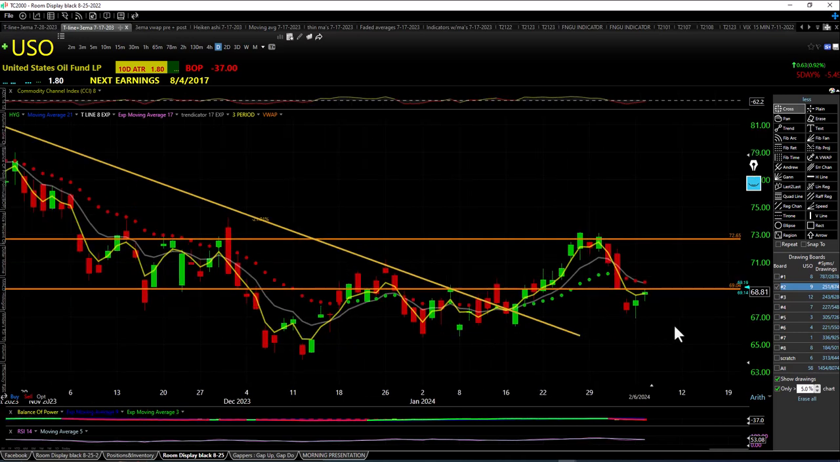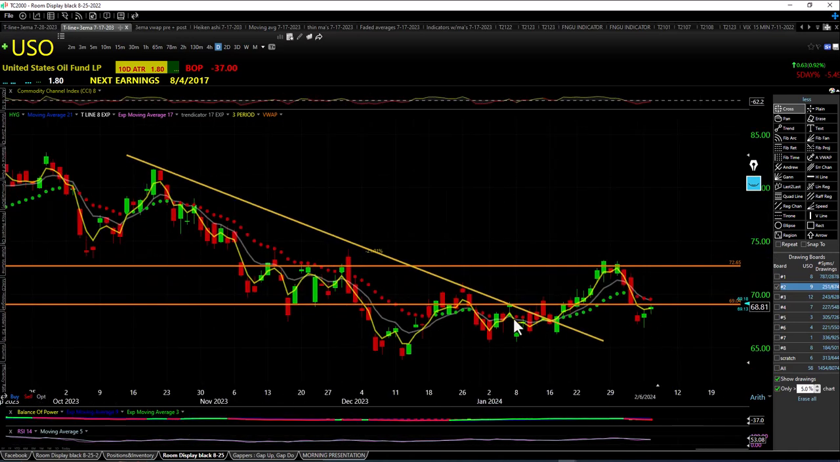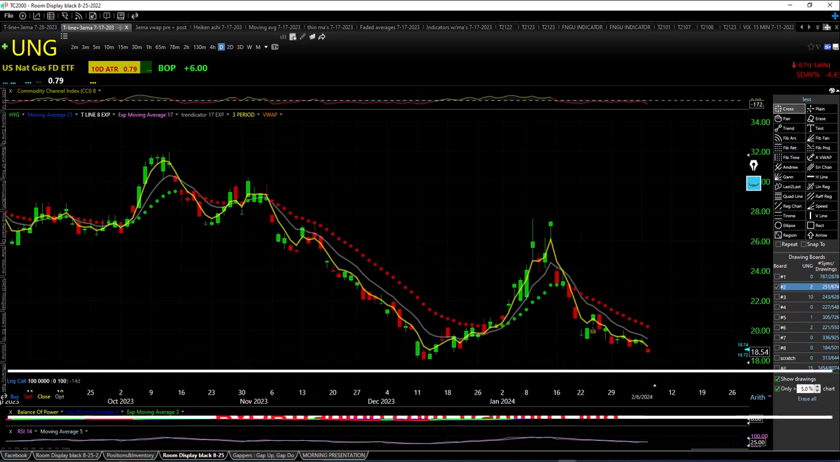There's USO. Now for the daily candle, we got a higher low and a higher high, closing inside the bearish trap underneath the 17 EMA trend indicator. So still just consolidating here. No breakout on energy yet. Nothing happening there. UNG, different story.